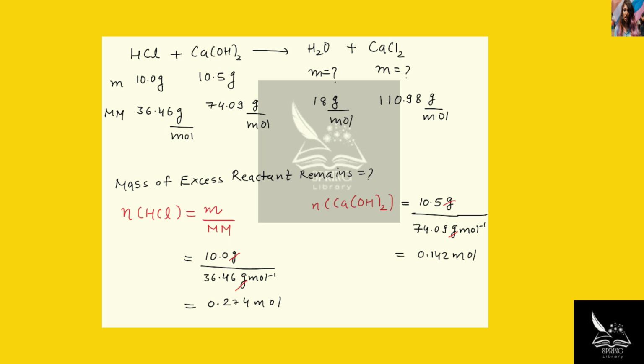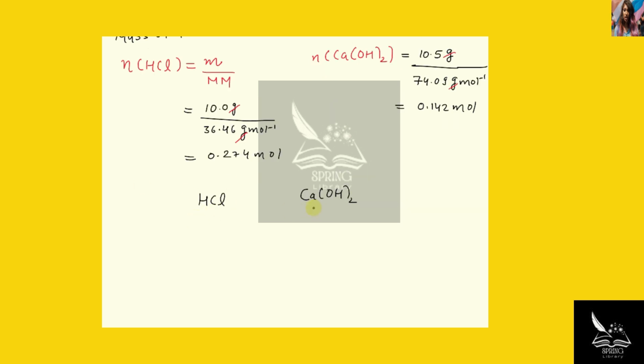Now we need to balance this equation. If we put a coefficient of 2 in front of HCl and a coefficient of 2 in front of water, then we will have the balanced equation. We need to identify the excess and the limiting reactant first. For that, we can write HCl and calcium hydroxide. According to the stoichiometry of the reaction, 2 moles of HCl react with 1 mole of calcium hydroxide.